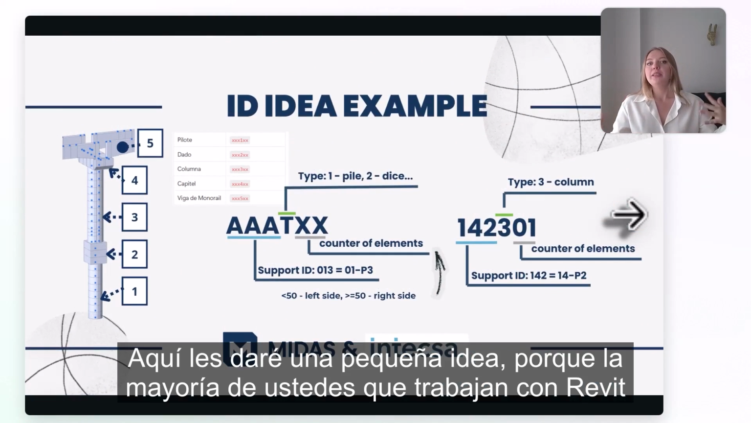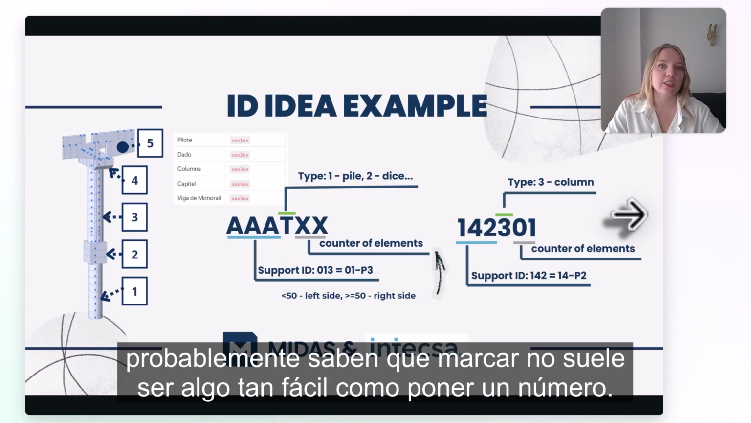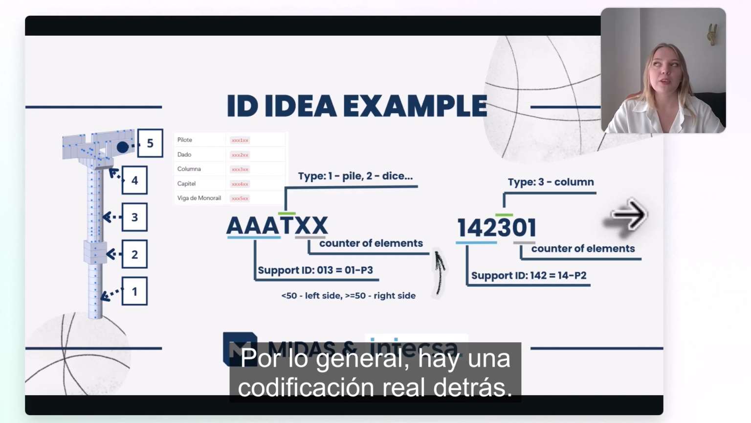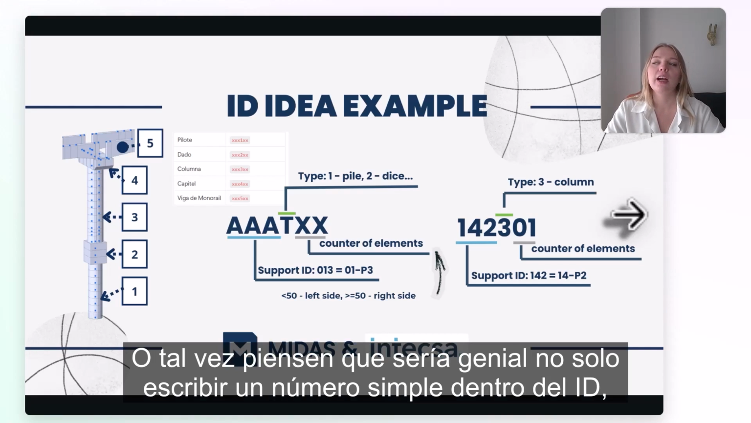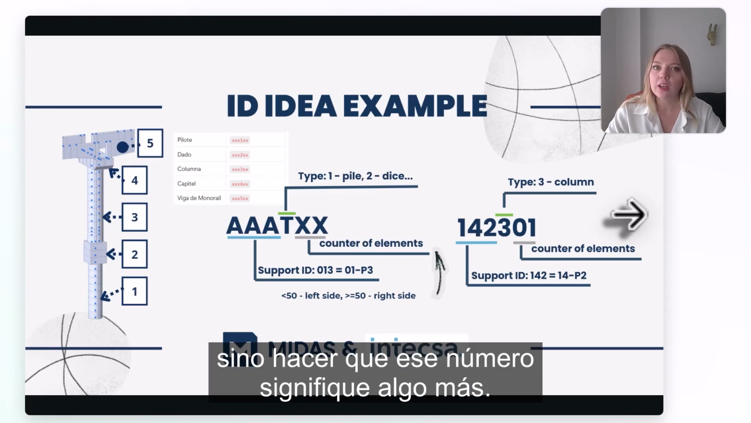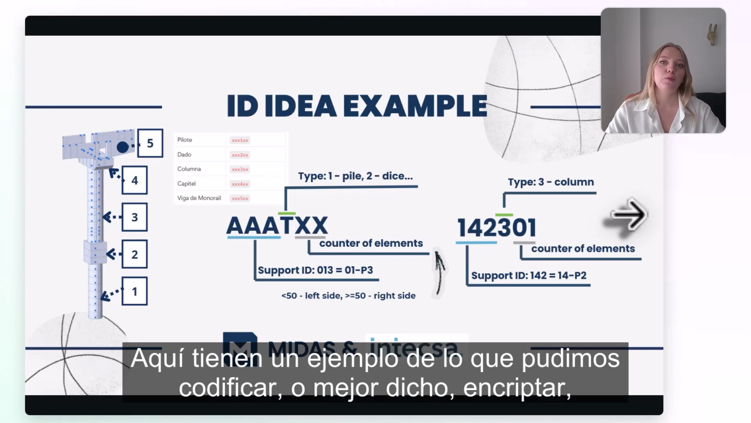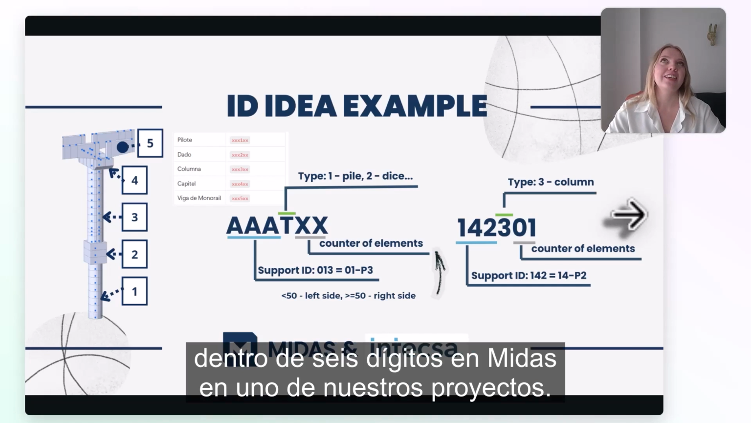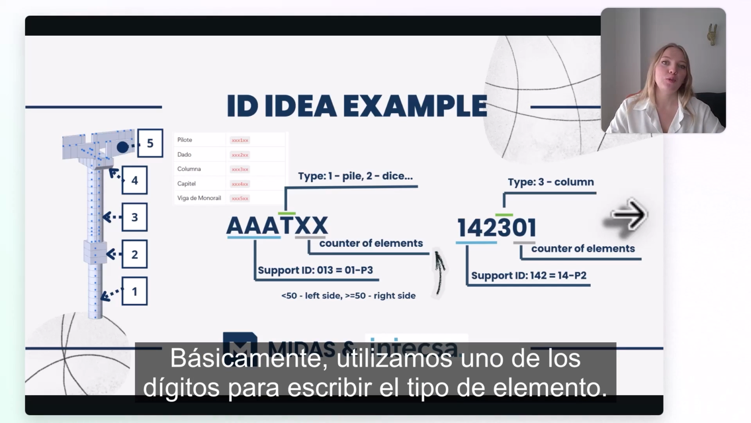Here, I will give you a little bit of an idea, because most of you who worked with Revit probably know that a mark is usually not such an easy thing that you can just put a number. You usually have some real codification in there. Or maybe you think that it would be cool not to just write a simple number inside of the ID, but to make this number mean something more. Here is an example of what we were able to encode inside of 6 digits in MIDAS in one of our projects.